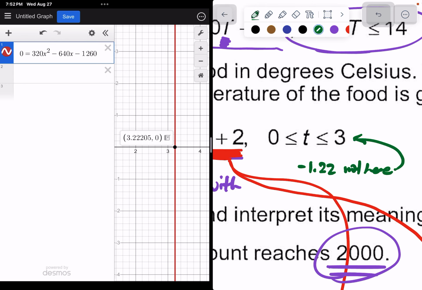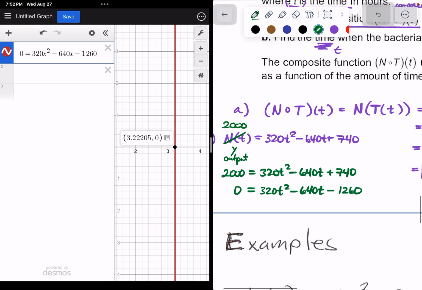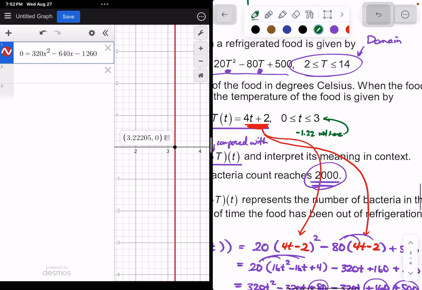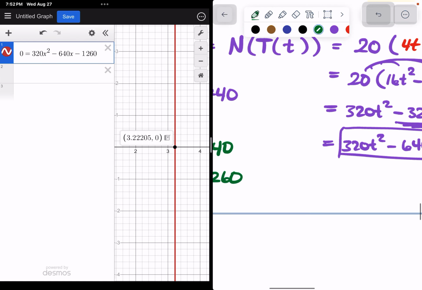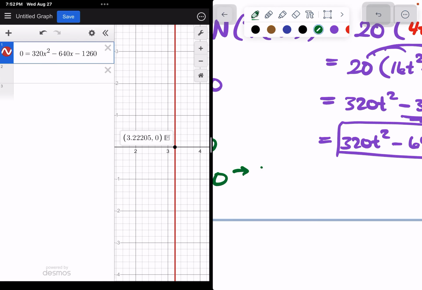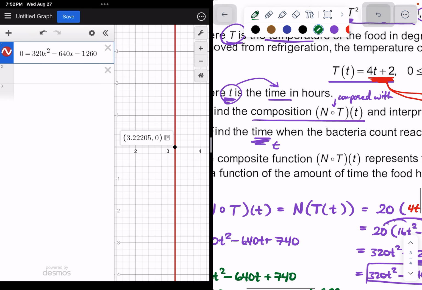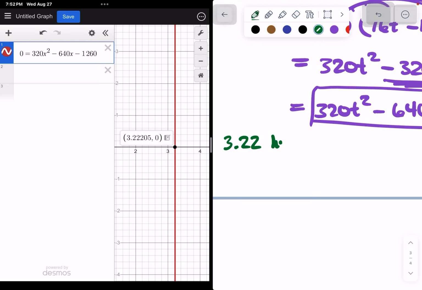So 3.222, right? So that either means I made a very small mistake somewhere that I'm not catching here, or maybe the domain should be a little bit bigger than 3. I'm not really sure which one it is, but we're just going to go with that answer of 3.22. And what is the units here? You always got to have units. Hours, right? Time in hours. Always got to have units.